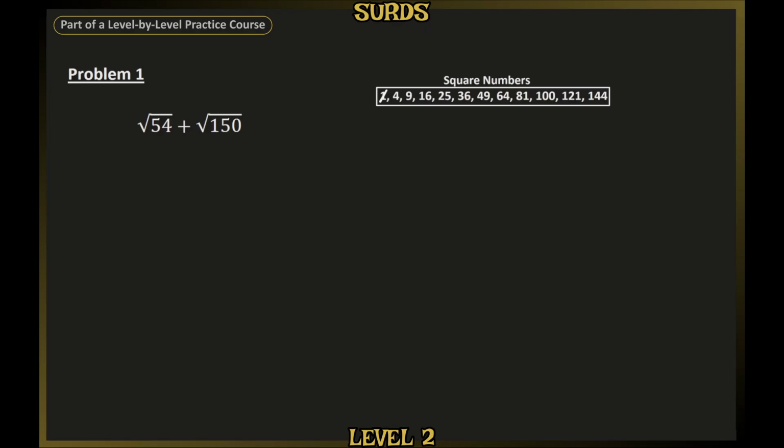Now it's best to start with the smallest number under the surd, so that's the square root of 54, and we're going to find two numbers that multiply to make 54, where one is a square number. And looking at this list, 54 can be divided by 9. So we can rewrite the square root of 54 as the square root of 9 multiplied by the square root of 6, because 9 times 6 is 54. Now because 9 is a square number, we can square root it. So the square root of 9 is 3, so this becomes 3 root 6.